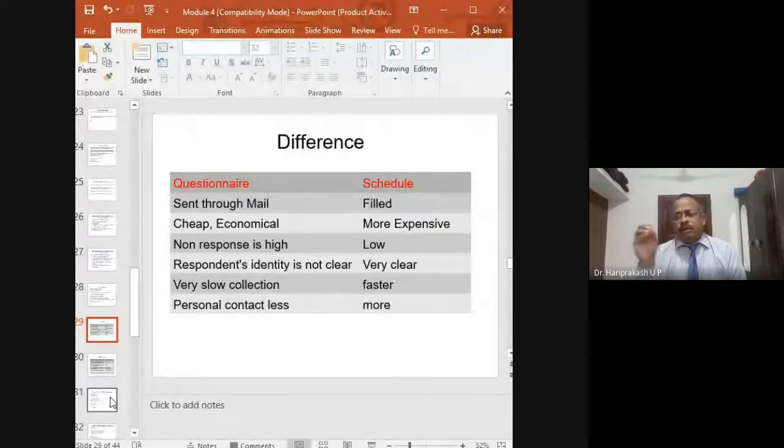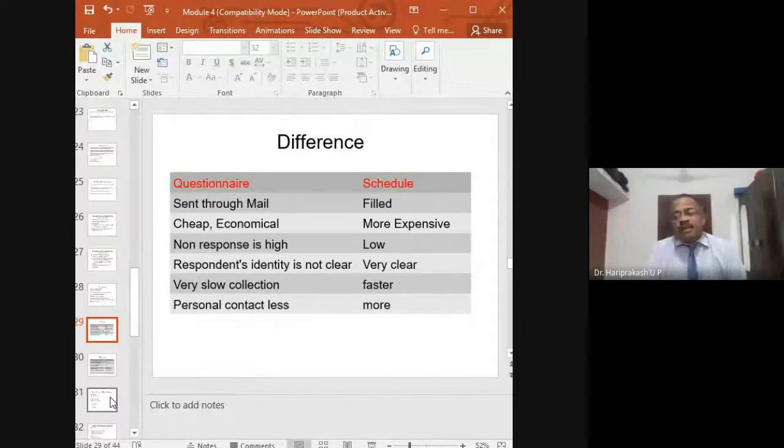So normally they will be given a chair. They will ask even whether you want to have coffee or tea or some snacks, right? They will inquire about that and they will give the information that is asked by the enumerator. So in that way, the response for schedule is higher. Non-response is lower. Non-response means people not responding. So non-response is higher in questionnaire and it is low in schedule. That is, people will be responding more for schedules.